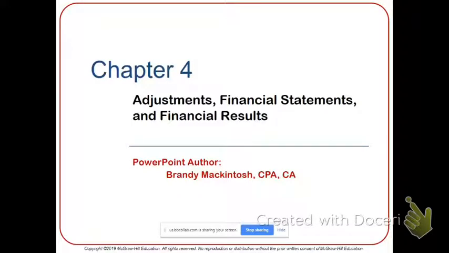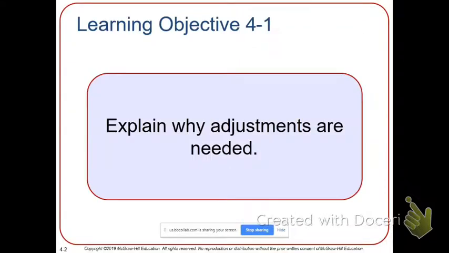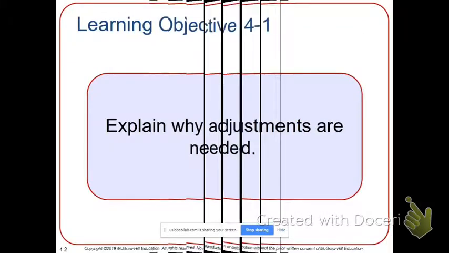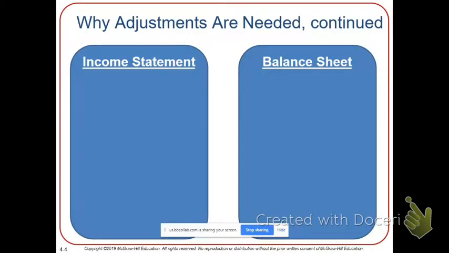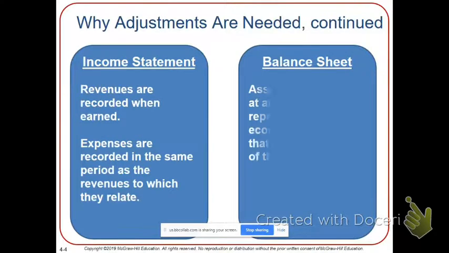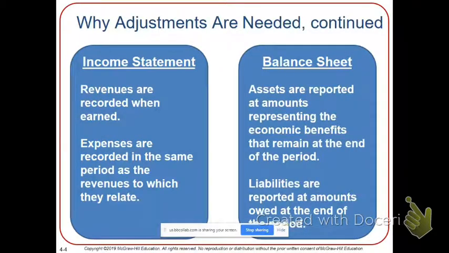Okay, chapter 4. The beginning of chapter 4 talks about why we need adjustments. Adjustments are here because of us using accrual-based accounting. At the end of each period, we have to be able to say what happened during that period that we did not record, because revenues are recorded when they are earned.